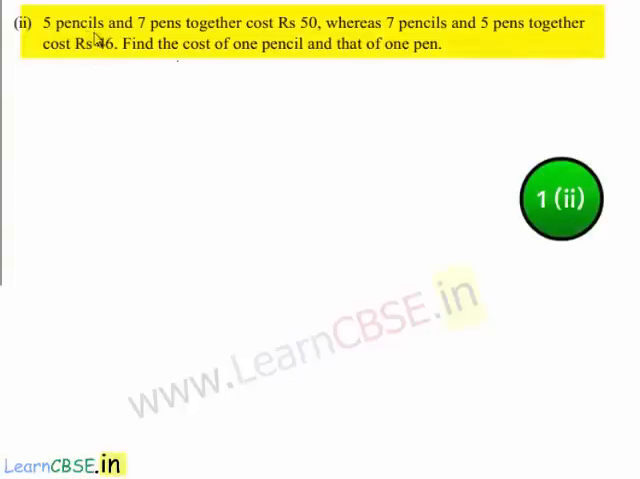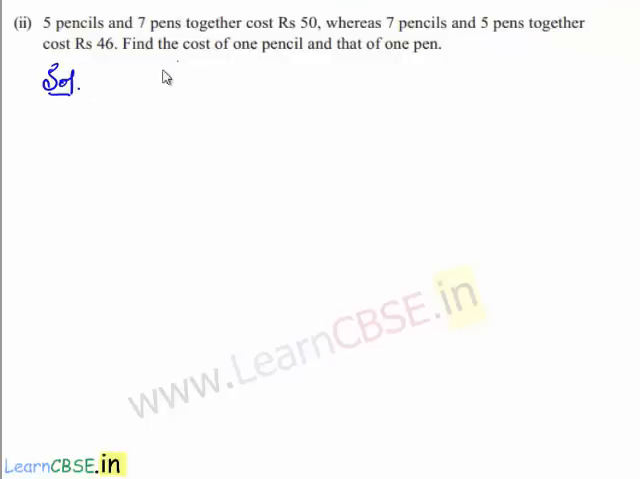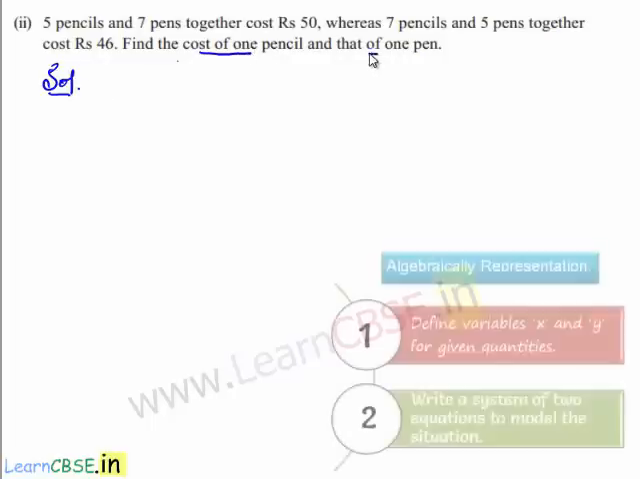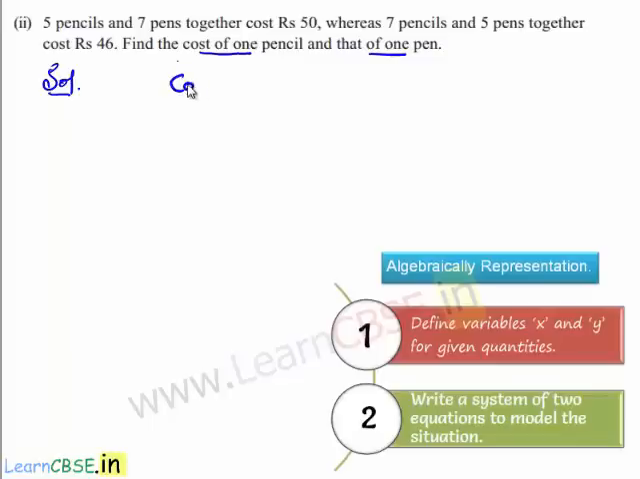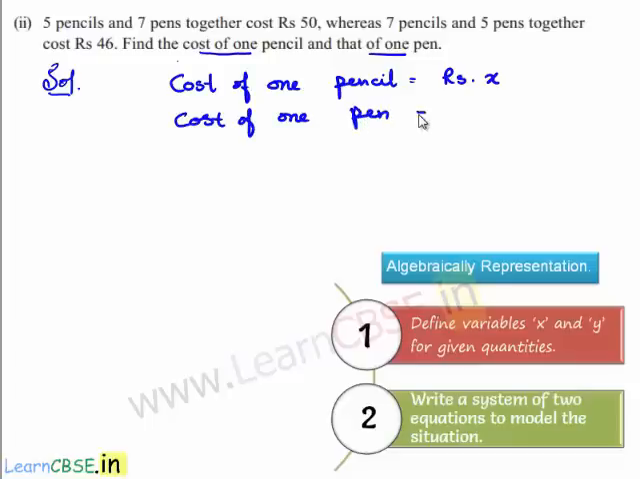Coming to the second bit, 5 pencils and 7 pens together cost 50 rupees, whereas 7 pencils and 5 pens together cost 46 rupees. Find the cost of 1 pencil and that of 1 pen. So let us see the solution of this problem. In this problem, we are required to find the cost of 1 pencil and the cost of 1 pen. So let us assume cost of 1 pencil is equal to x rupees and cost of 1 pen is equal to y rupees.